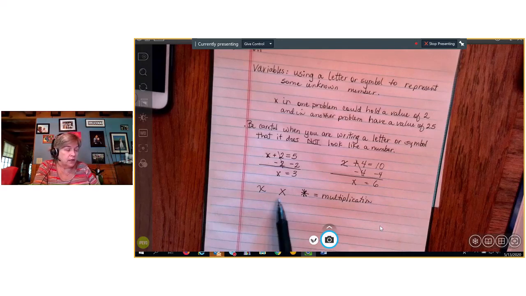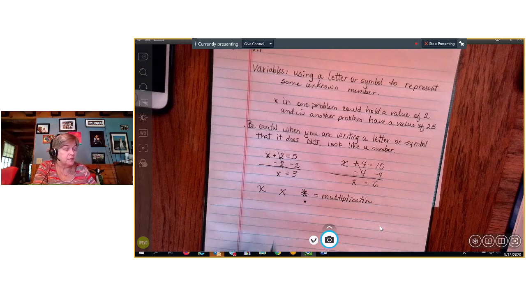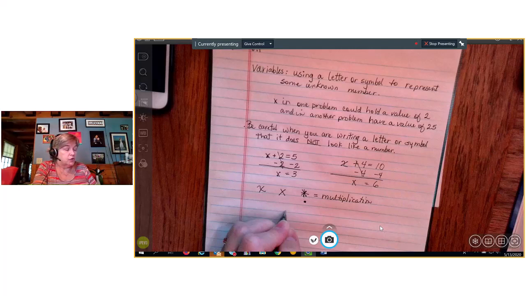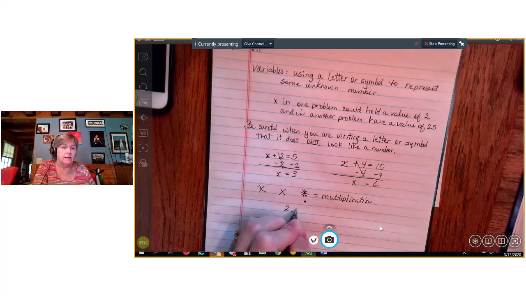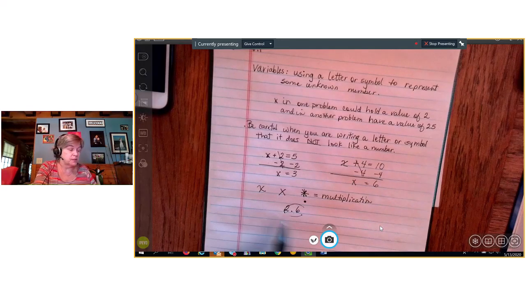We know that we can always use the dot later on, but sometimes students get really sloppy and they would have 2 times 6, and that looks like 2 6/10. So make sure that when students are writing things that everything is presentable.